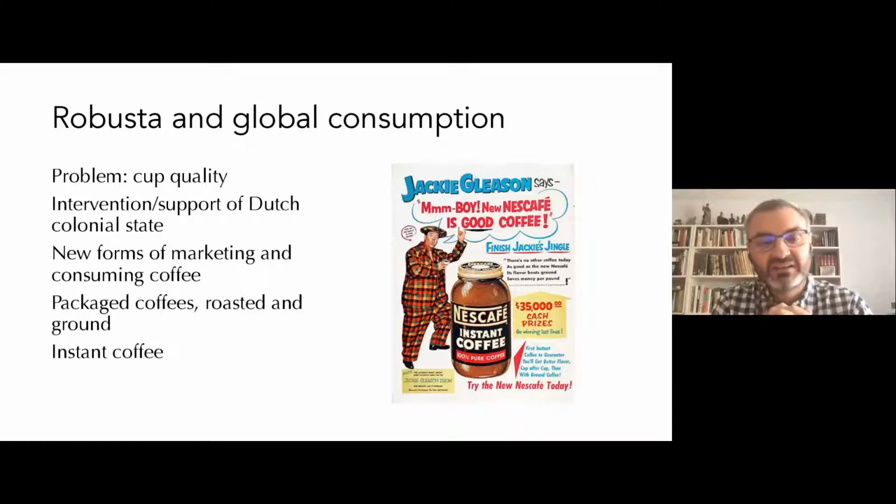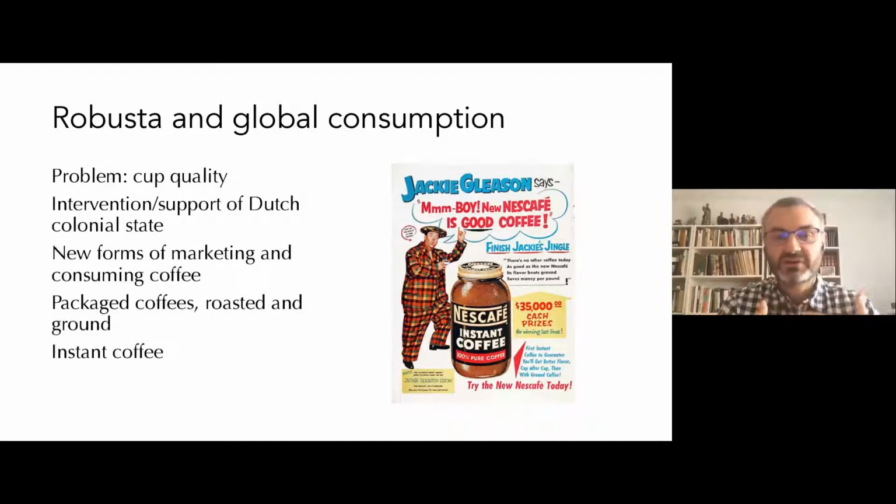But to make, again, a much longer story short, the Dutch state intervened and was able to convince, in particular, the United States to accept Robusta coffee as being legally and commercially coffee, because up until that point, the United States had only accepted Arabica and Liberian coffee as to be commercially coffee.